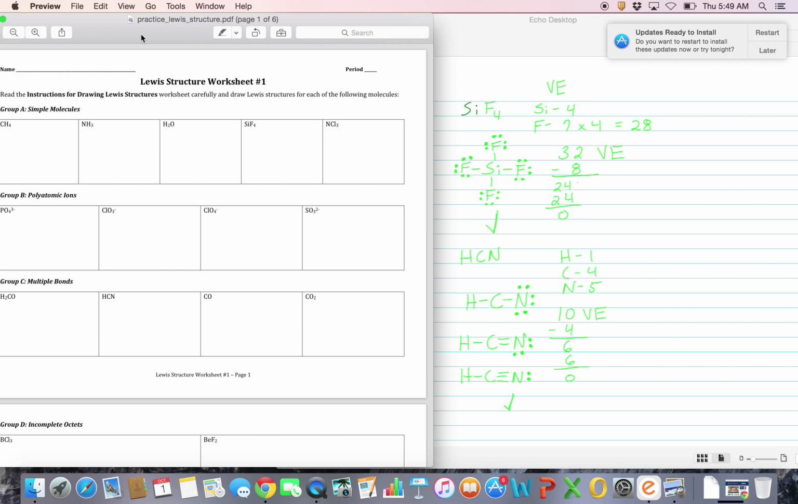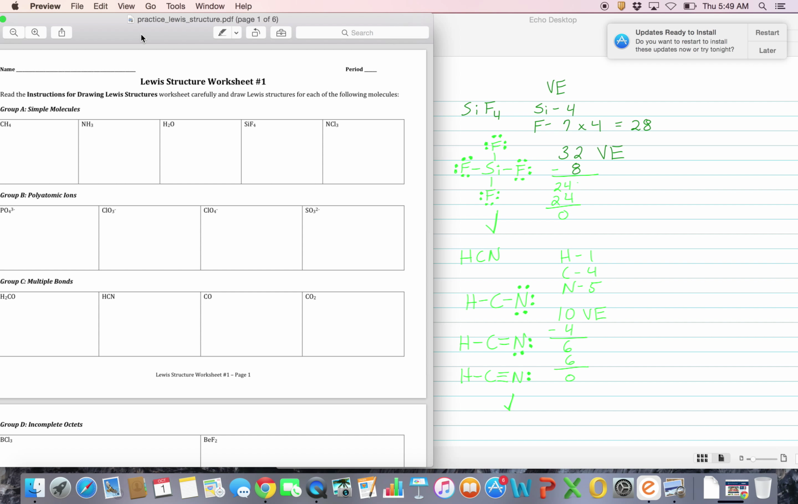We have SiF4. First thing that you need to do is to look at your periodic table and determine the number of valence electrons for each atom. Silicon has 4 valence electrons. Fluorine has 7, and there are 4 of them. That will be 28 valence electrons. So 4 plus 28 means that we have 32 total valence electrons.